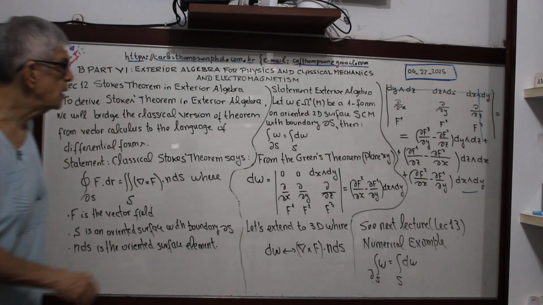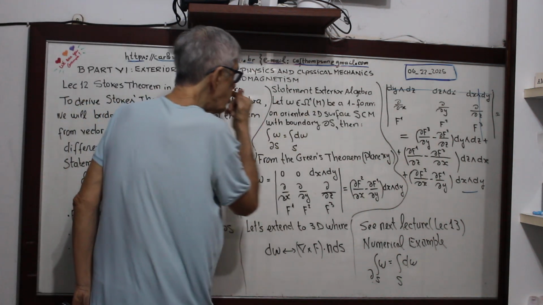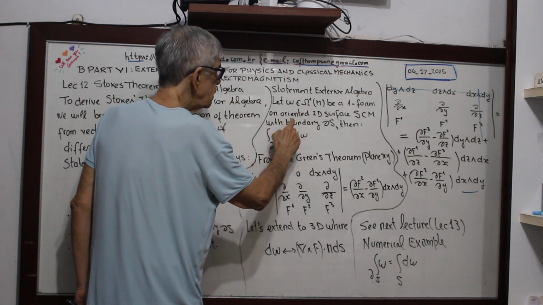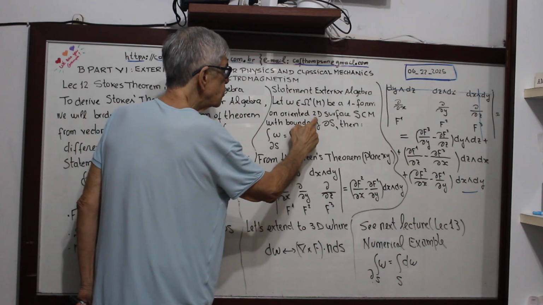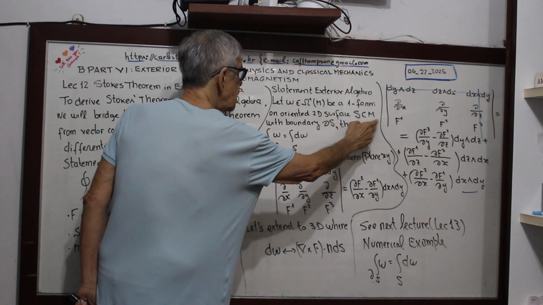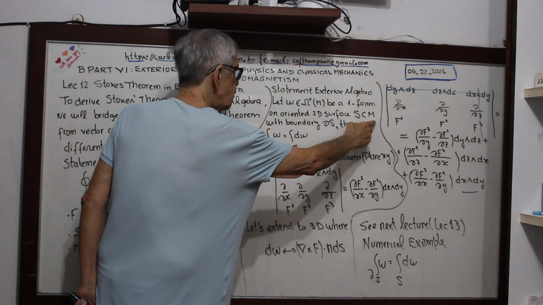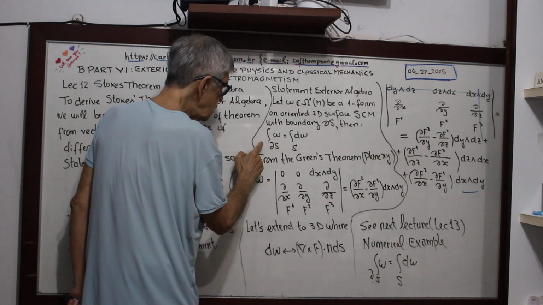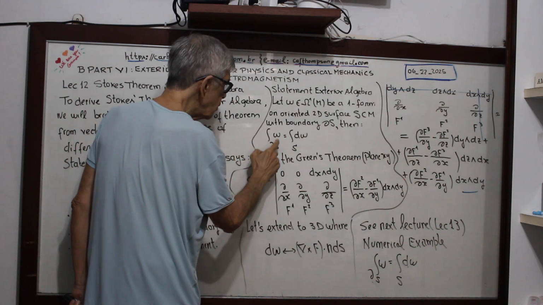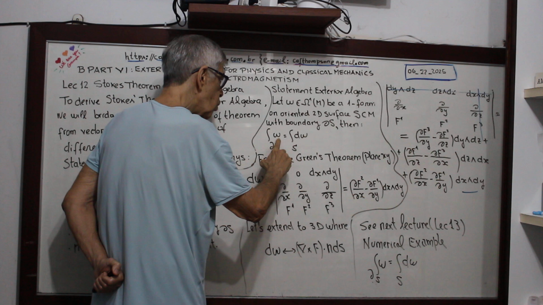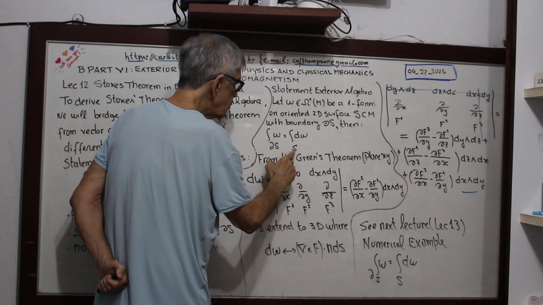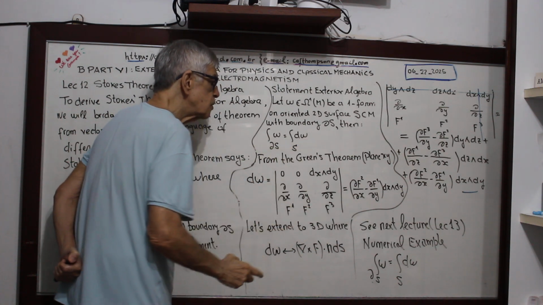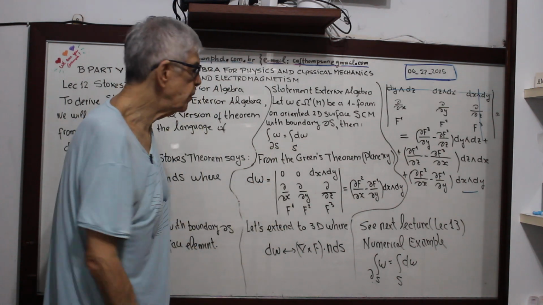Now, the statement in exterior algebra. Let omega belong to the one-forms, in this case on the oriented surface S, where S belongs to the manifold M with a boundary. Now, the integral on the boundary of the one-form omega is equal to the integral over the surface of d omega, which belongs to the two-forms.